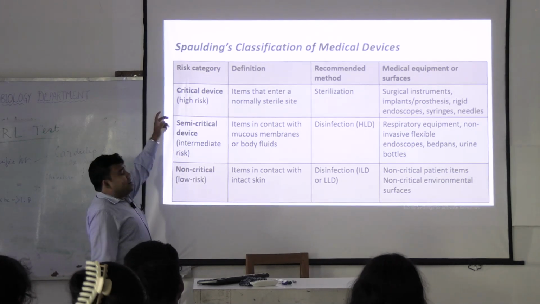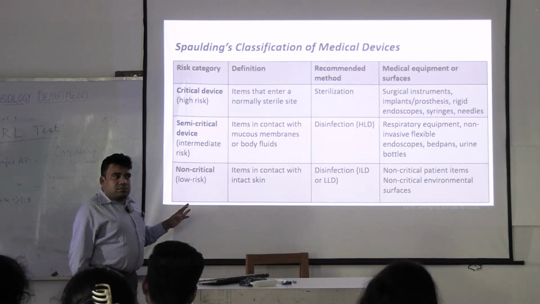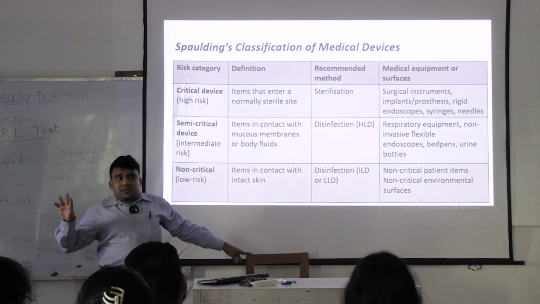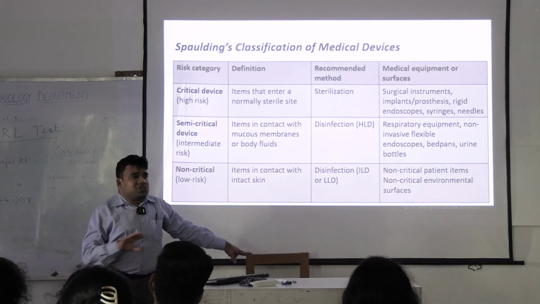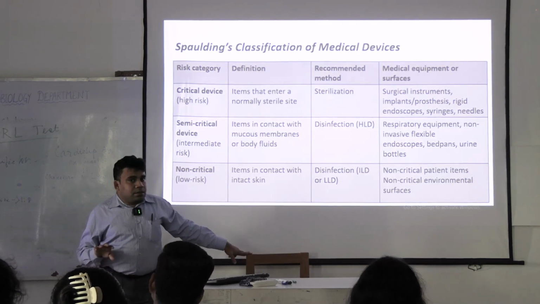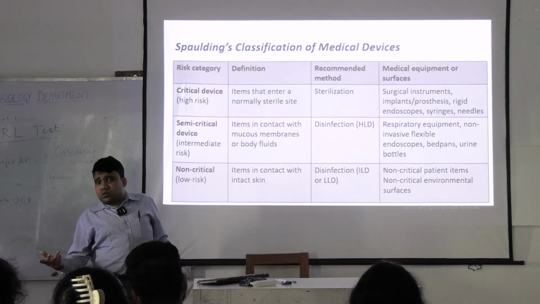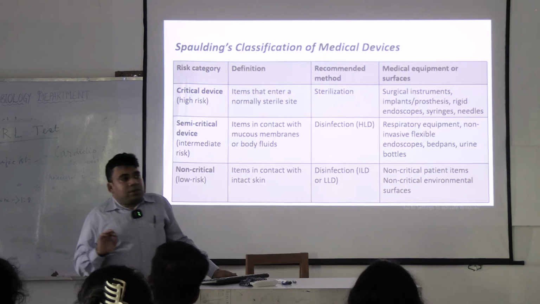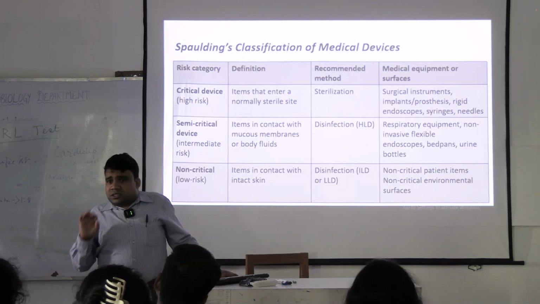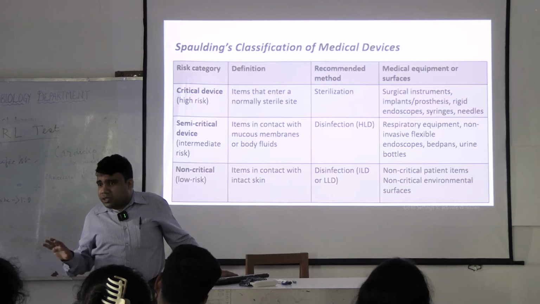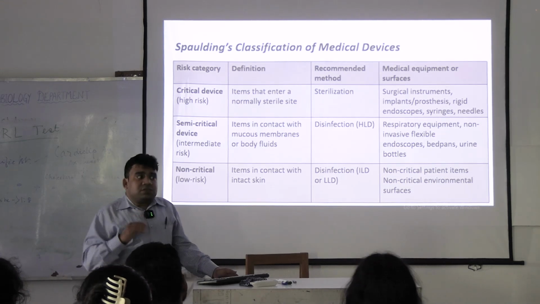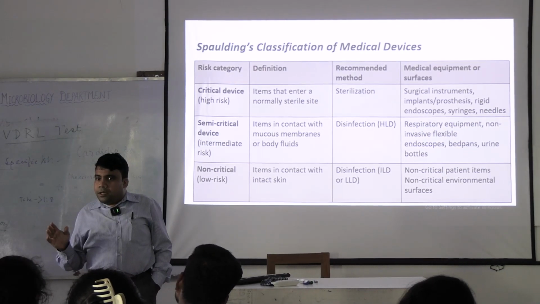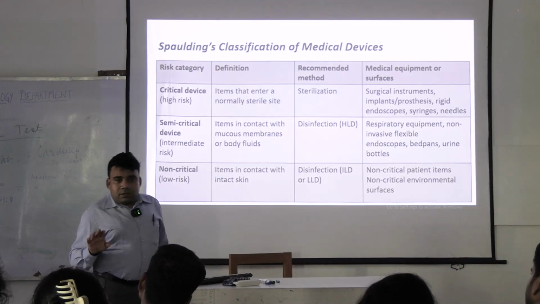He has classified them into critical, semi-critical and non-critical. What are the critical? It normally enters a site of the human body that is normally sterile. So what are the sterile parts of the body? That would be the next question. And what are the non-sterile parts of the body? Simply remember, the GI system from mouth to anus is a non-sterile area. The respiratory region above the larynx is non-sterile. Okay. Rest, almost all areas are sterile.